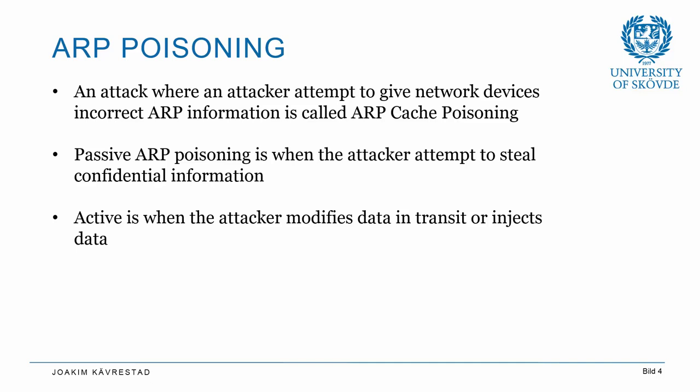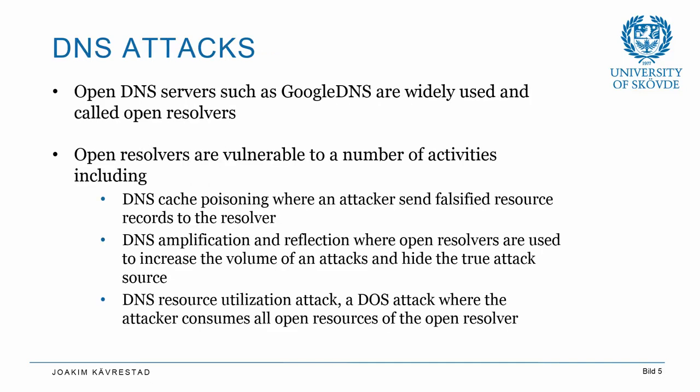It can, for instance, do this by trying to pose as the default gateway to have all devices send the data through it. It can also do active ARP cache poisoning, which is when the attacker tries to modify data and transfers it or injects data. So quite easy. Passive is when we try to steal or look at information, and active is when we try to modify the information. So let's move on to some DNS attacks.